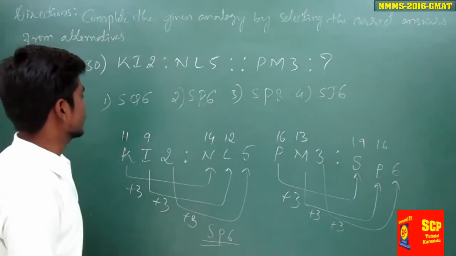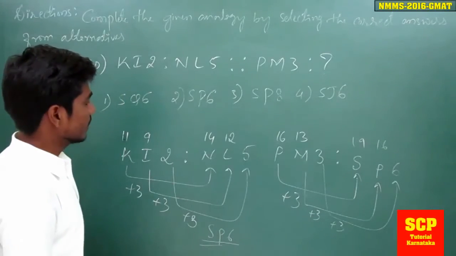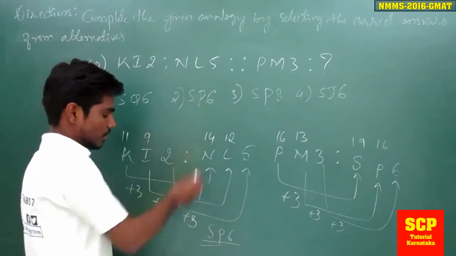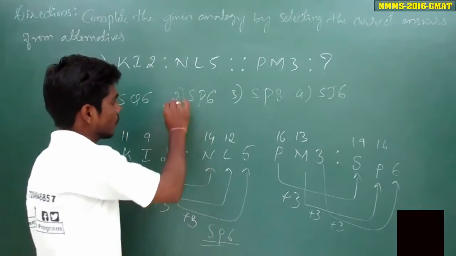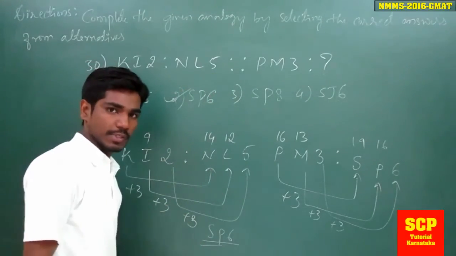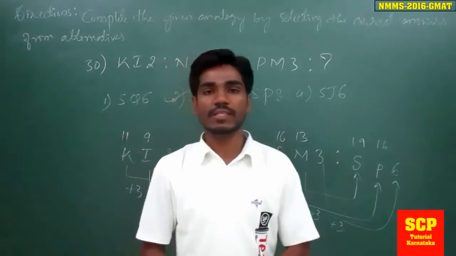Okay, let us check the given options. The first option is SQ6. The second one SP6, which matches with our result. Therefore, option 2 will be the right option. Well friends, we will see some more problems.